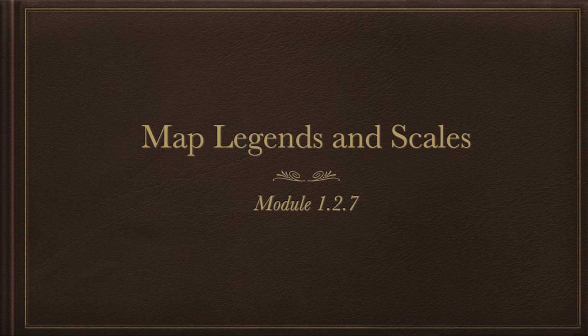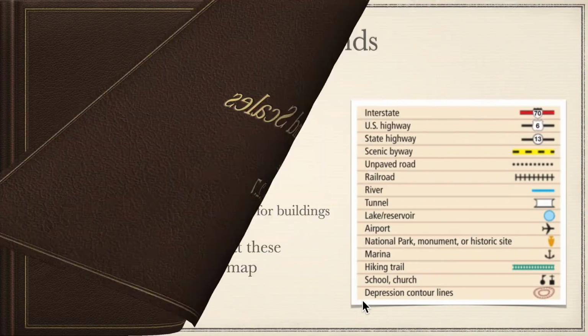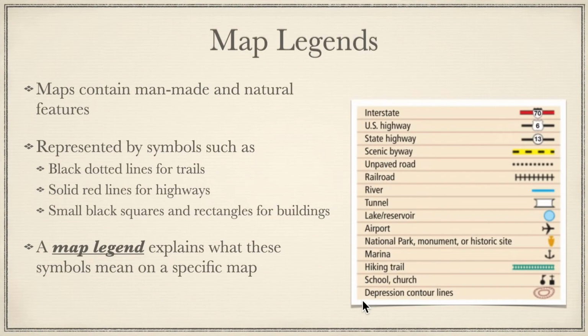Map legends and scales. So, map legends. Maps contain man-made and natural features. A lot of features are shown on maps, including, again, man-made features, natural features, etc.